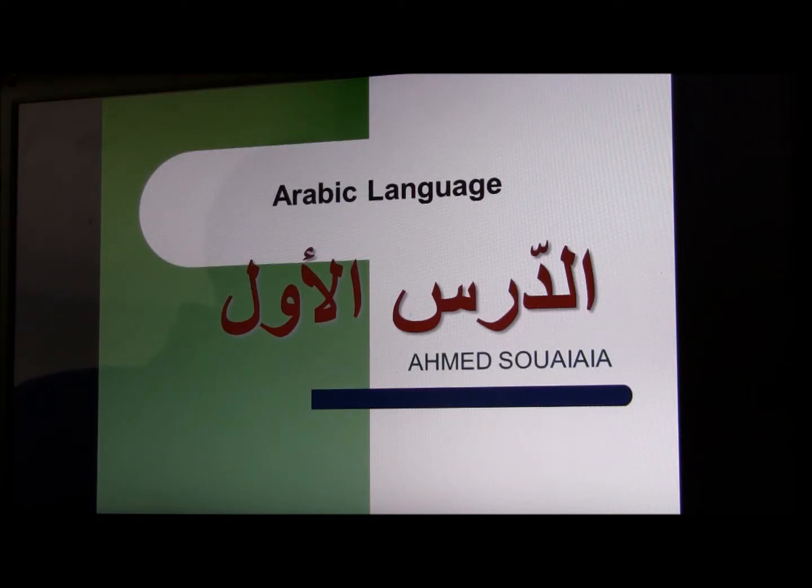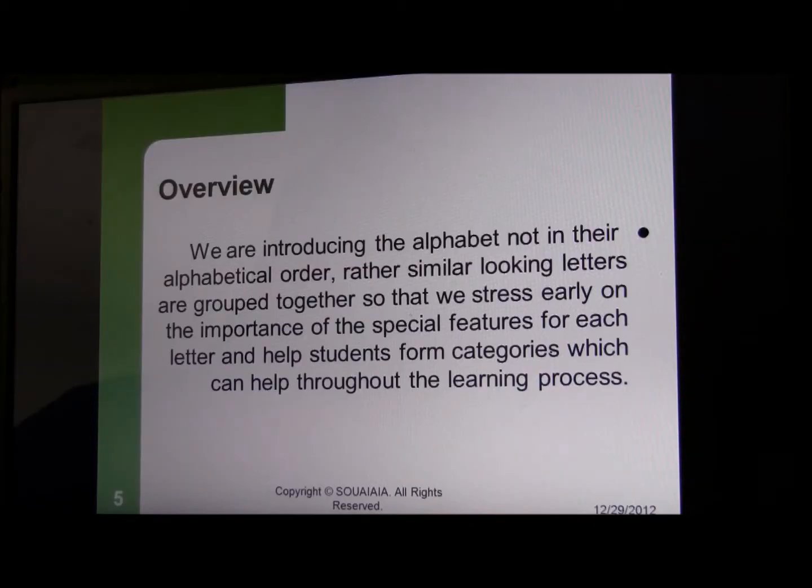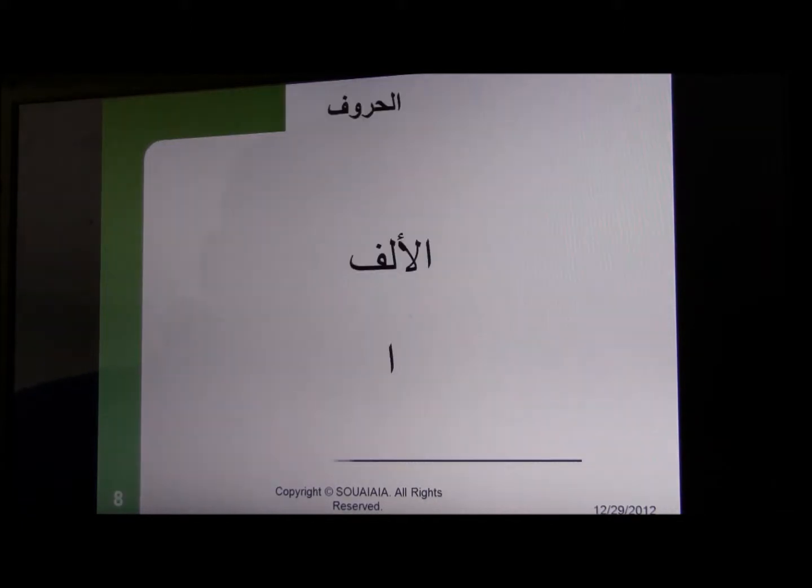Okay, we'll begin with the first lesson. Letters are grouped together so that we stress early on the importance of the special features for each letter and help students form categories which can help throughout the learning process, as opposed to the alphabetical order, which will move from one shape to the next. The first letter to learn is the letter Aleph.